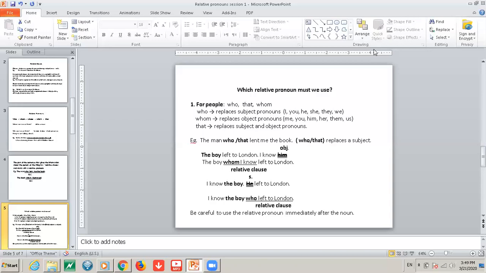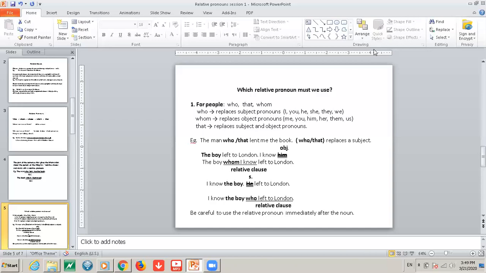We decide the subject and the object in the second part of the sentence. I is the subject, know is the verb, and him is the object. Now let's join both sentences with a suitable relative pronoun. Him is the object, and it is defining the boy. So we want to define the boy. The boy whom I know left to London. Whom I know is the relative clause.